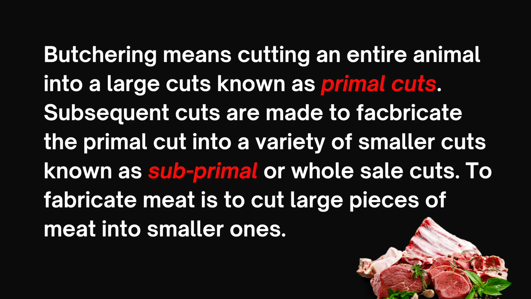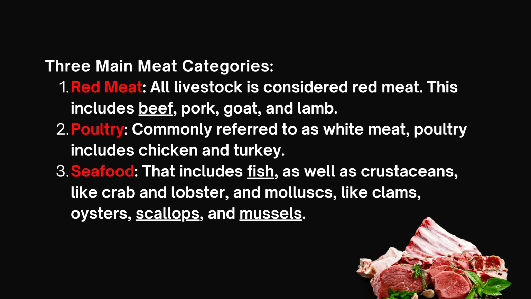So to fabricate meat is to cut large pieces of meat into smaller ones. There are three main meat categories. So we have the red meat, poultry, and seafood. First one is the red meat. All livestock is considered red meat. This includes beef, pork, goat, and lamb. While in poultry, commonly referred to as white meat, poultry includes chicken and turkey.